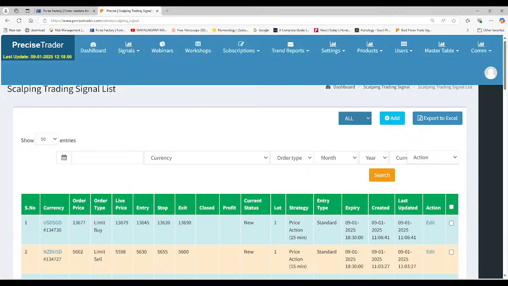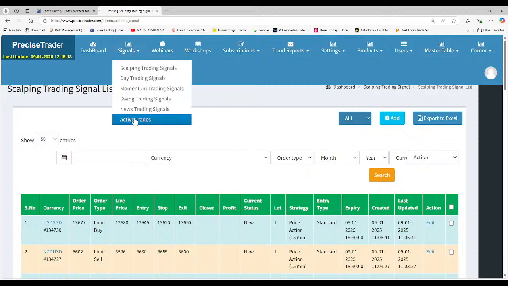Is your pound yen filled? Let me know. If the order is filled, you just let me know. Then we can move on.